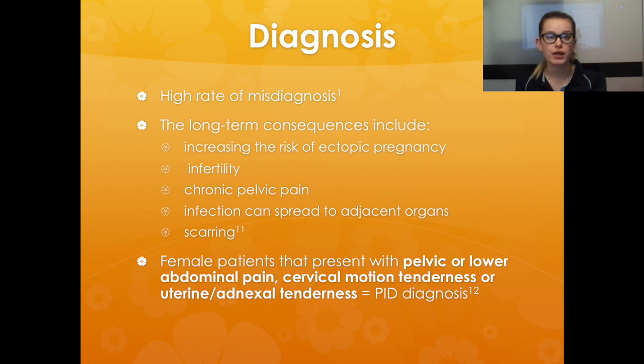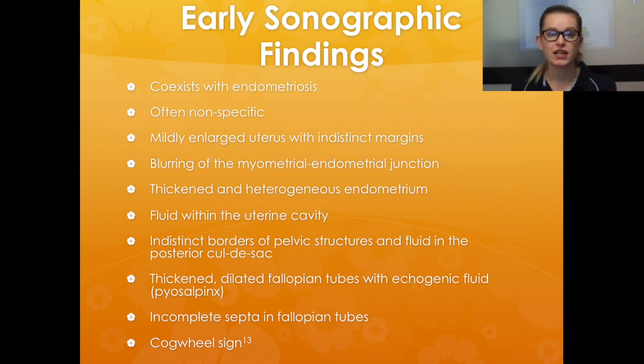A diagnosis of PID is now recommended for female patients that present with pelvic or lower abdominal pain, cervical motion tenderness, and uterine adnexal tenderness. Sonographic findings for this disease differ depending on the stage of its progression. PID often coexists with endometriosis.